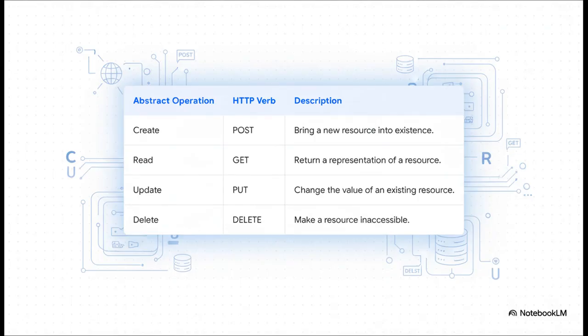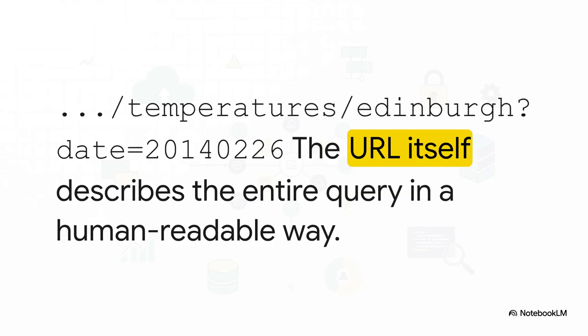Now here's the beautiful part. REST doesn't invent a bunch of new, complicated rules. It just uses the simple verbs that already run the entire web. The 4 basic things you'd ever want to do with data: create, read, update, and delete, map directly to the HTTP verbs you already know: post, get, put, and delete. It's so elegant. You want to read something? You just get its URL. Simple as that. And because of this, the requests themselves are often so simple a human can read them.